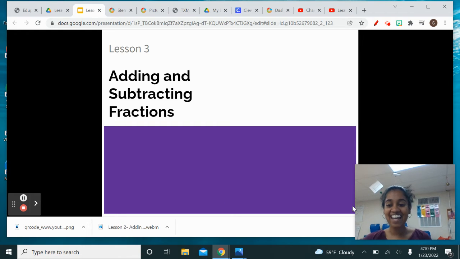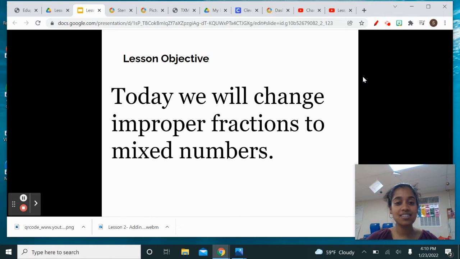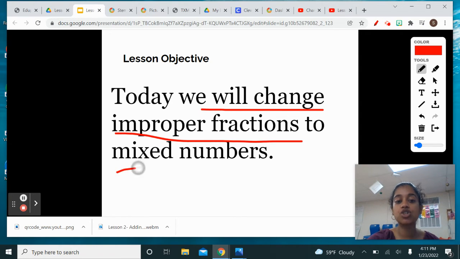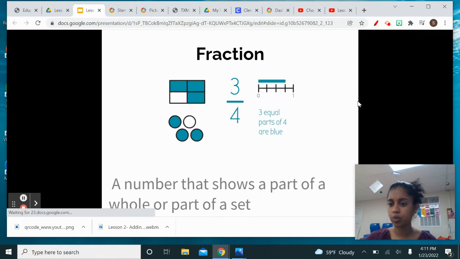Hey guys, okay, so let's get into lesson 3 of adding and subtracting fractions, our last lesson. So let's get into our lesson objective. Our lesson objective for today: we will change improper fractions to mixed numbers. We have a couple of new words today, so let's go over what our new words are.